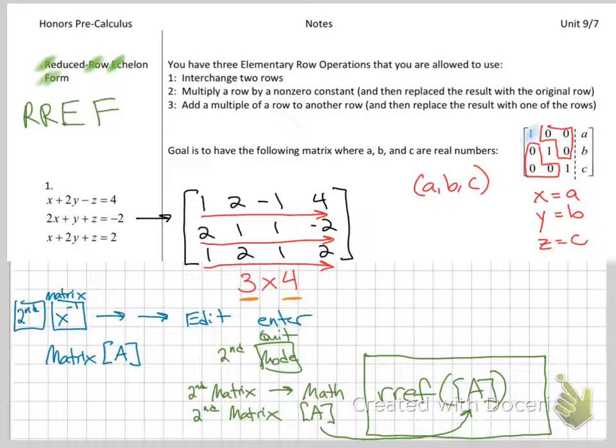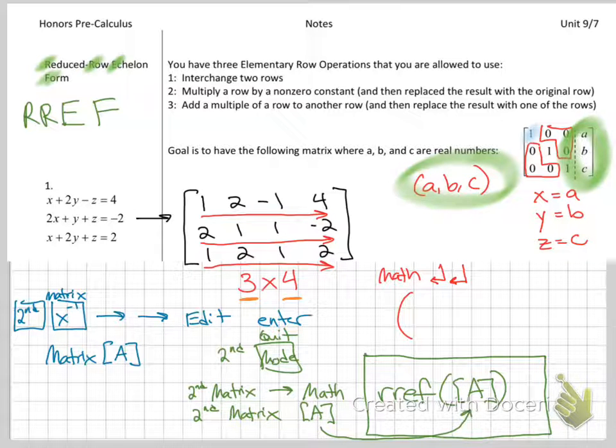Remember in the corner over here, the whole point is that these numbers are the answers. So if your calculator gets your reduced row echelon form, you might want to turn it into a fraction. So math fraction. Which is really just math, enter, enter. That's the enter button on a keyboard, right? Math, enter, enter. It'll turn it into fractions for you. And then they're in order.